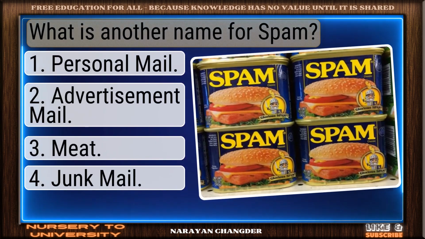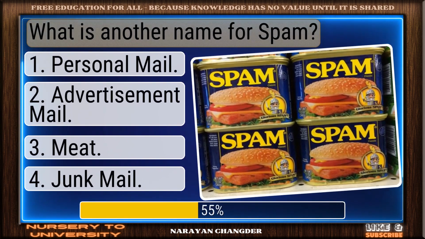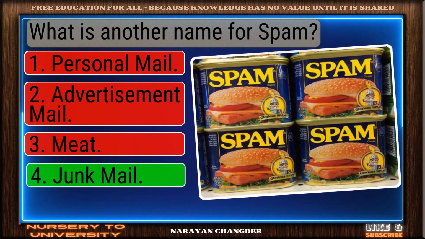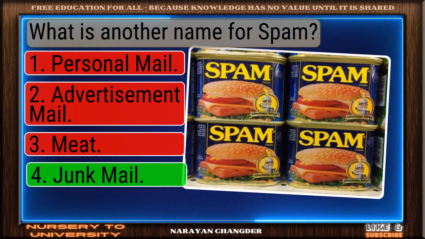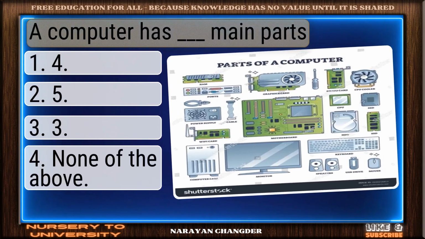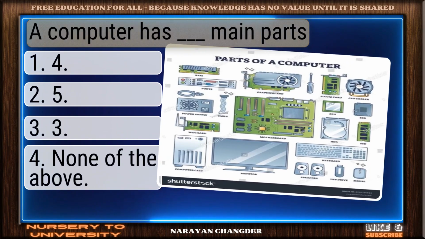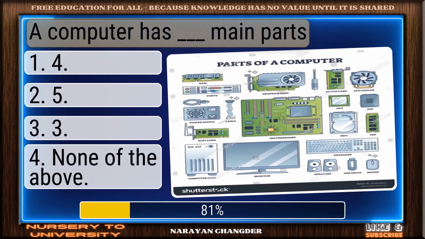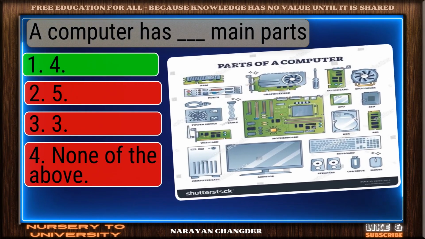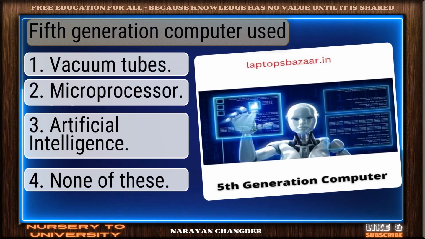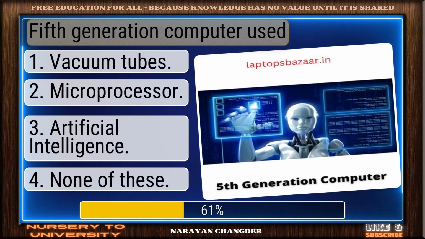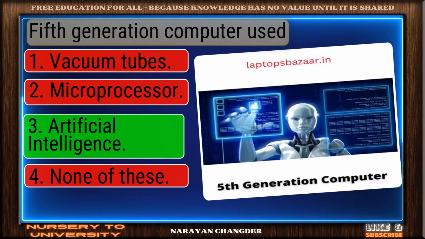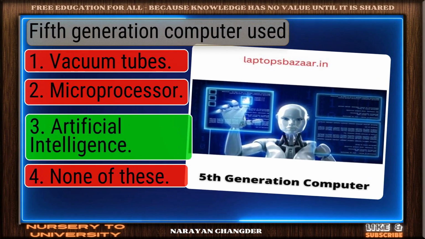What is another name for spam? Excellent choice. Junk mail is right. A computer has dash main parts. Well reasoned. 4 is correct. 5th generation computer used. On track. Artificial intelligence is correct.